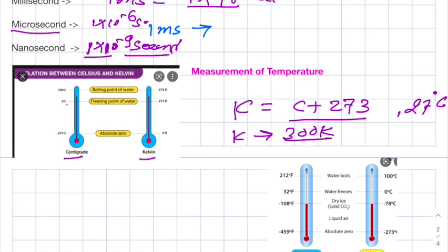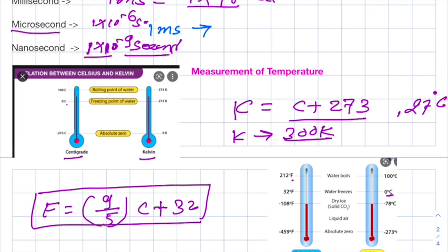In the same way, Fahrenheit is a different one. Water boils at 212 Fahrenheit and freezes at 32 Fahrenheit, but the difference is 180 units of Fahrenheit equal to 100 units in centigrade. So that's a little bit tricky. From that you can derive the relation: F equals 9/5 C plus 32.